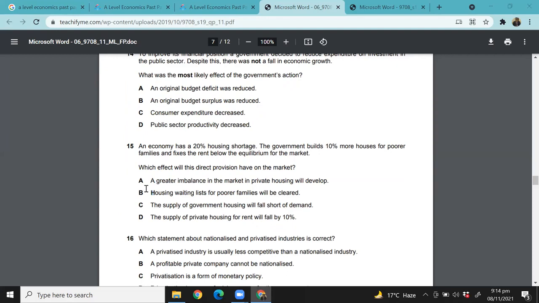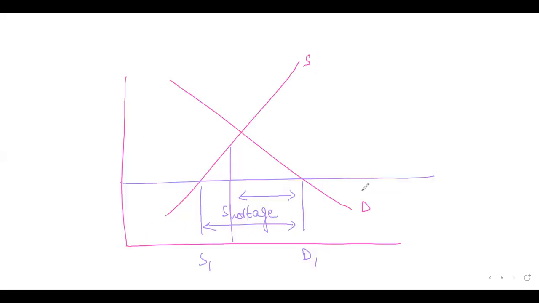Now for the B part, it said housing waiting list for poor families will be cleared. When you impose a maximum price, below the equilibrium price, will the waiting list be cleared? You tell me. When the government imposes a maximum price, will the waiting list be cleared? Cleared meaning that there is no shortage. It leads to shortage, exactly.